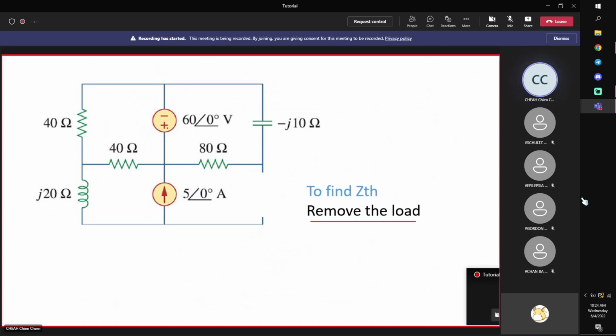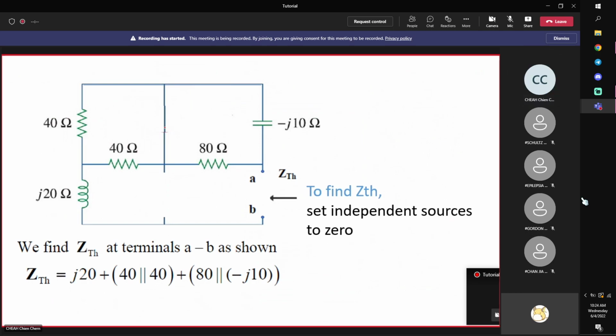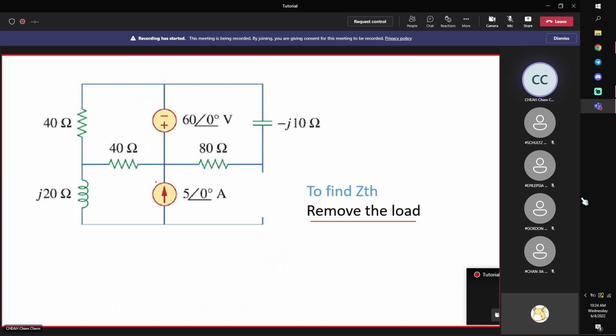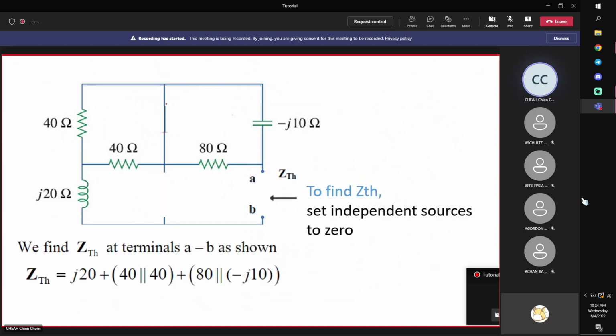Voltage equal to 0, short it. Current source, current equal to 0, open it. Right? So I short my voltage source and I open my current source. That means I kill the independent sources, or I set the independent sources to 0.